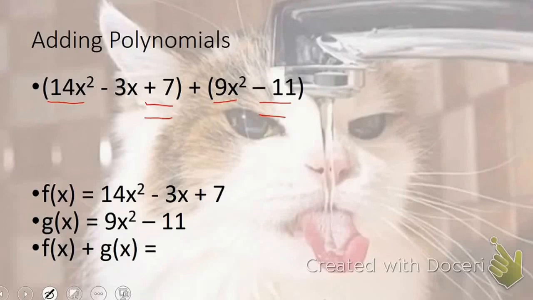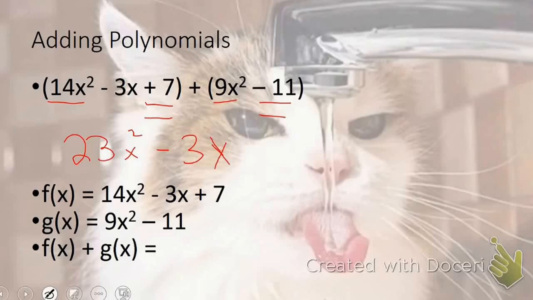Okay, now let's just combine like terms. So I have 14x squared plus 9x squared. That would give me 23x squared. Now remember, exponents don't change when we're combining like terms. And then we have no other x terms, so I'm just going to bring that down, minus 3x. And that looks like y, but it's an x.